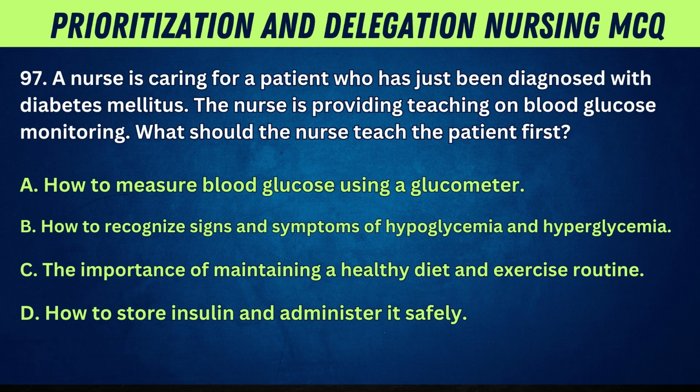97. A nurse is caring for a patient who has just been diagnosed with diabetes mellitus. The nurse is providing teaching on blood glucose monitoring. What should the nurse teach the patient first? A. How to measure blood glucose using a glucometer. B. How to recognize signs and symptoms of hypoglycemia and hyperglycemia. C. The importance of maintaining a healthy diet and exercise routine. D. How to store insulin and administer it safely.